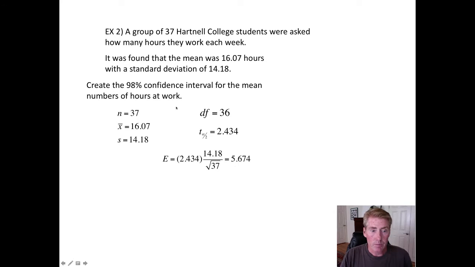That basically means people work an average of 16 hours, but it could be off by plus or minus 5.6 hours. Here's where the plus or minus comes in. You add the error on the right side, you subtract the error on the left side, and then you get the final interval, saying that Hartnell students work somewhere between 10.396 and 21.744 hours per week.